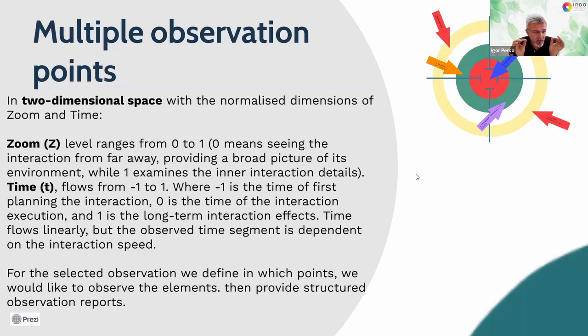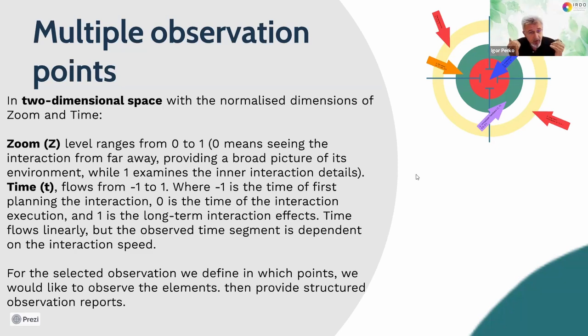Each interaction happens in time, so it takes a while to happen. If you look at the time of the interaction, it starts with the planning of the interaction, preparation, execution, and post-interaction activities. Basically it ends when the effects of the interaction on the system and the environment fade. So we have this time span of interaction, and that means that we can observe each interaction from different time perspectives: at the start, at the end, wherever you like.